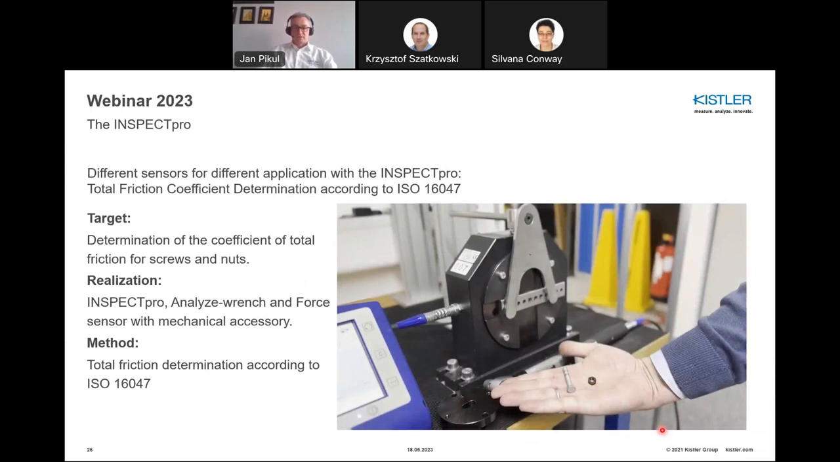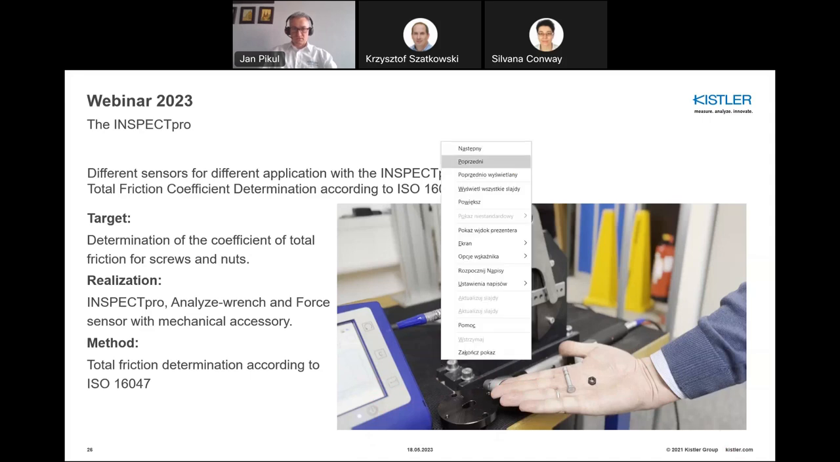Another example is measuring of the friction. So we use the same unit with a different software module to measure friction according to ISO 16047. And the process is quite easy. The only limit for this simple portable system is that it can calculate only the total friction. I will start the movie now. I think there is some delay.